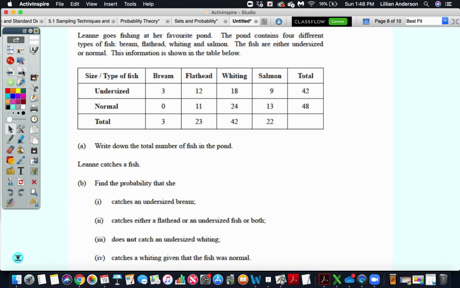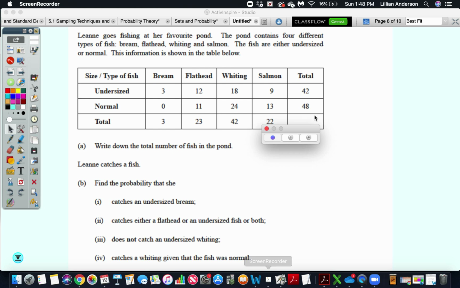You can even do it from a two-way table. That's exactly what this is. It's a two-way table. I want you guys to give this one a try. Pause the video and press play when you're ready to see the answer for this problem.